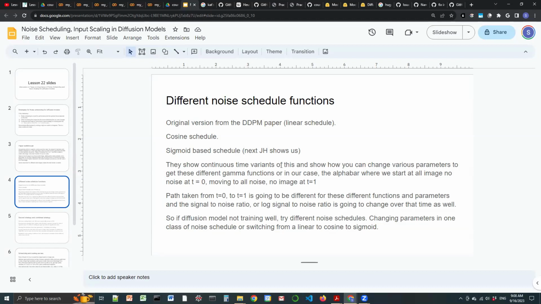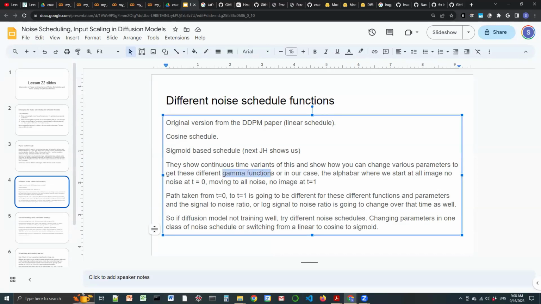Then they show the continuous time version of these different schedules and how you can change various parameters to get different gamma functions. Remember, gamma function is just equivalent to an alpha bar t function. And remember, we always go in the forward process from clean image at T0 to all noise at T1. So the path that's taken from T0 to T1 is going to be different for these different functions and parameters.